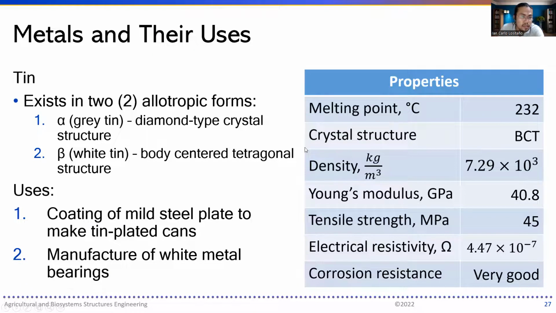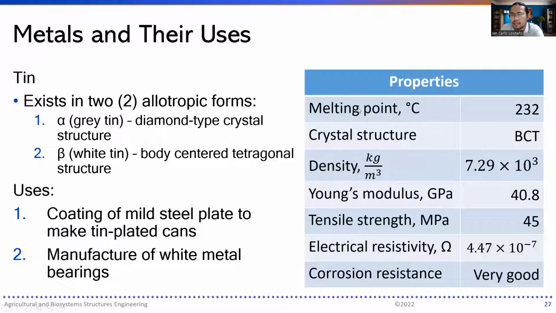Okay, tin exists in two allotropic forms. Again, remember allotropy. You have your alpha and beta: the diamond type crystal structure, and the body-centered tetragonal structure. The first one is gray tin, the other is white tin. It is used in coating of mild steel plate to make tin plated cans, and also in the manufacture of white metal bearings.